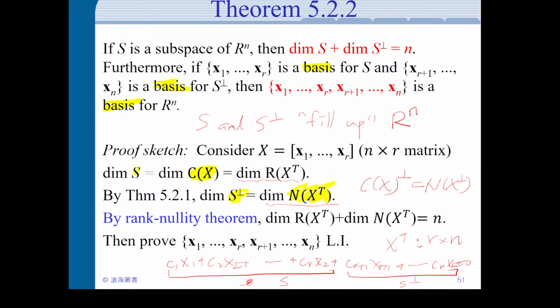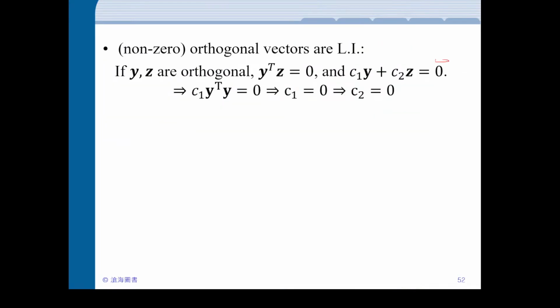Yeah, but I guess it's easier to prove this if you say this is y, and this is z. Then you have y equal to minus z, and so y and z are both in S and S perpendicular, and that means y equals z equals the zero vector.